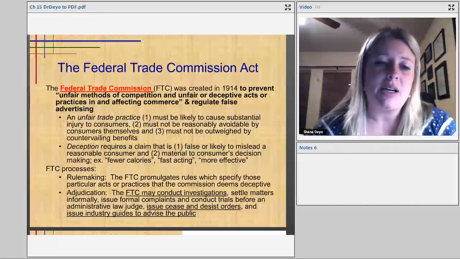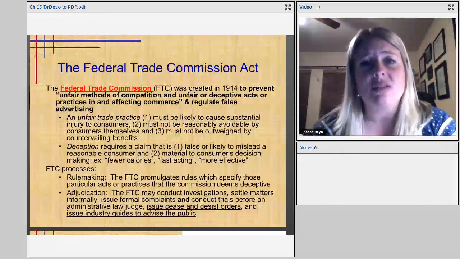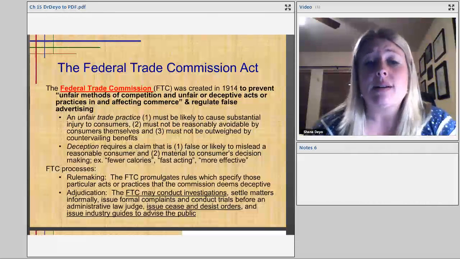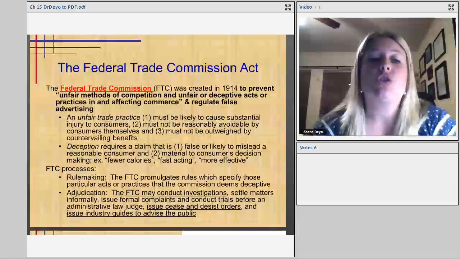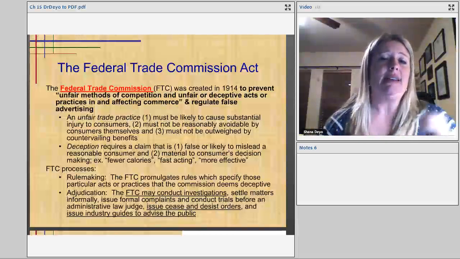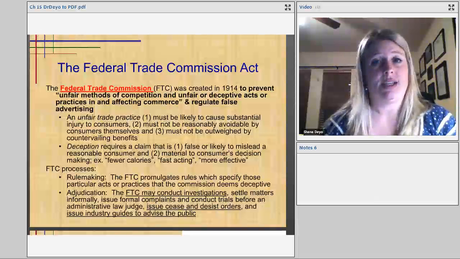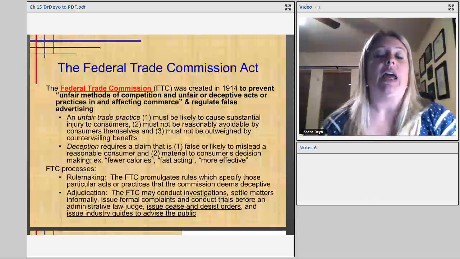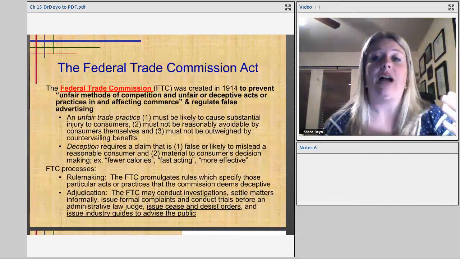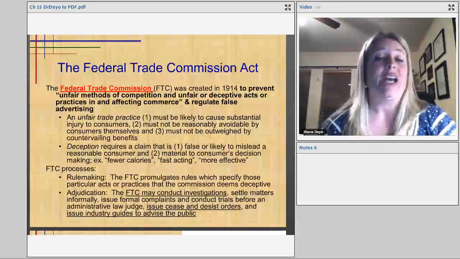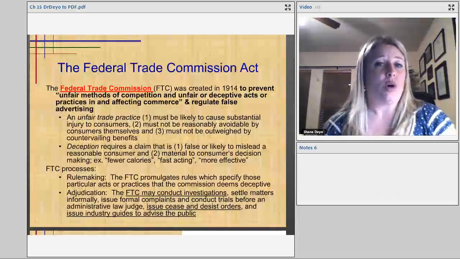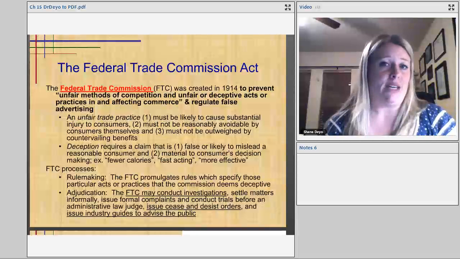And the three things that I have underlined there, I remember specifically, are quiz material. They may conduct investigations, they may issue cease and desist orders, and they may issue industry guides to advise the public. So they can issue a cease and desist if they see that orange juice is saying 50% less sugar, and it's indeed not 50% less sugar. They can issue a cease and desist order to stop that company from continuing to say that message. And in fact, they can even pull that product from the market until they can get that fixed on those labels.